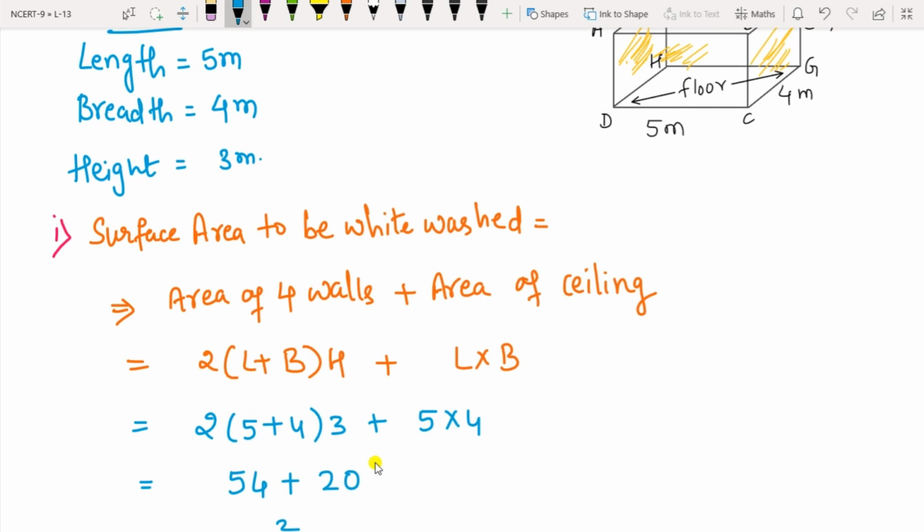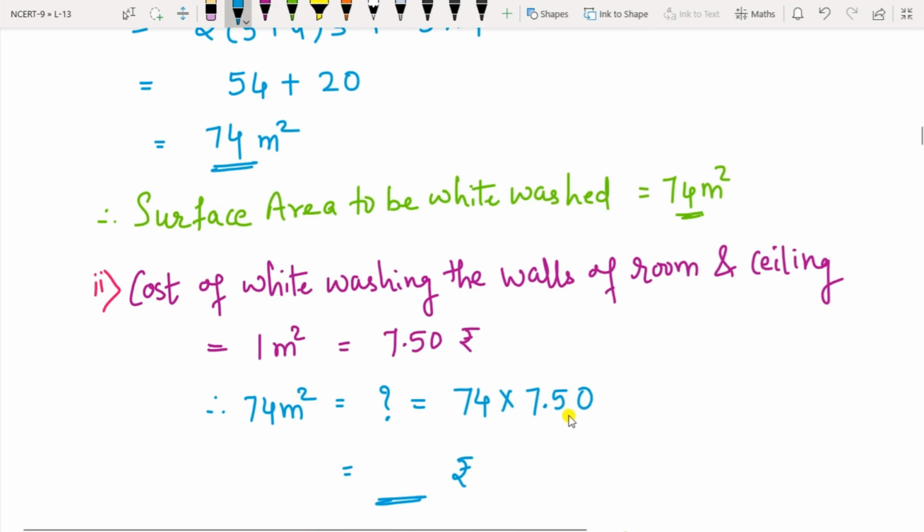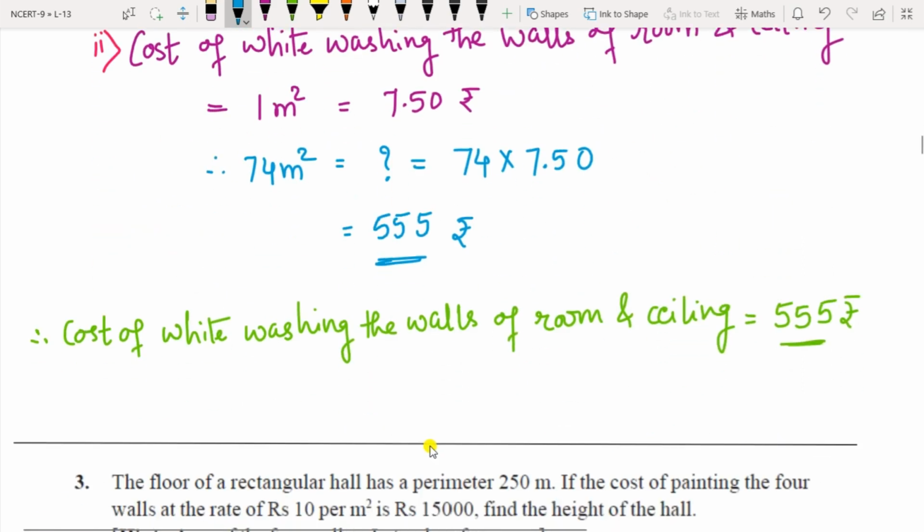Write the formulas and you will get it as here 54 plus 20 is 74 meters square, that is the area to be whitewashed. Now the cost of whitewashing is given as 1 meter square is 7.50 rupees. So for the area required, 74 meters square, what is the cost of that? So multiply it with 7.50, you will get the answer as 555 rupees. So the cost of whitewashing the 4 walls and the ceiling is 555 rupees. Right?